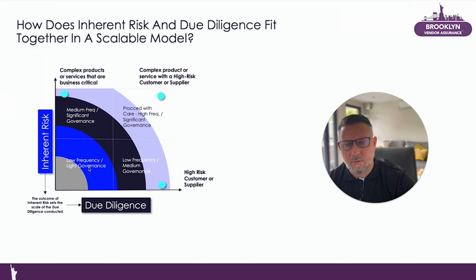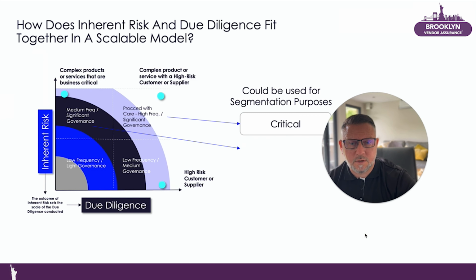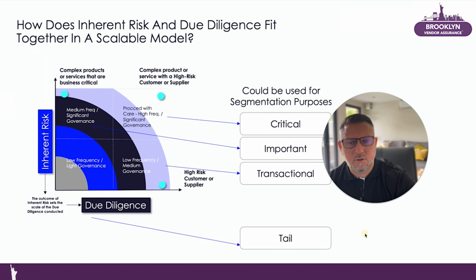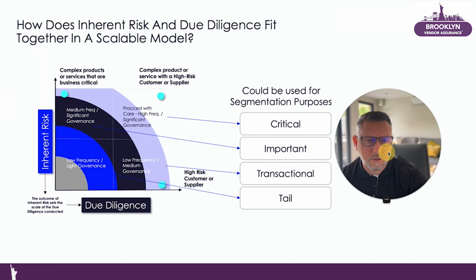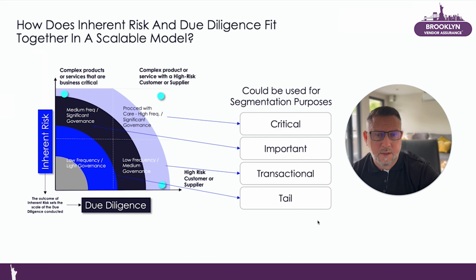And this is low inherent risk, low concern about the organisation you're about to do business with, so that's fine. You can, in addition to this, as another use case, use this quite effectively to inform your segmentation models. So as you can see here, top right is critical, top left important, bottom right transactional, and bottom left tail. It doesn't always line up entirely, but that is something that can be reused to help you with segmentation out of this process of scoring inherent risk and due diligence.